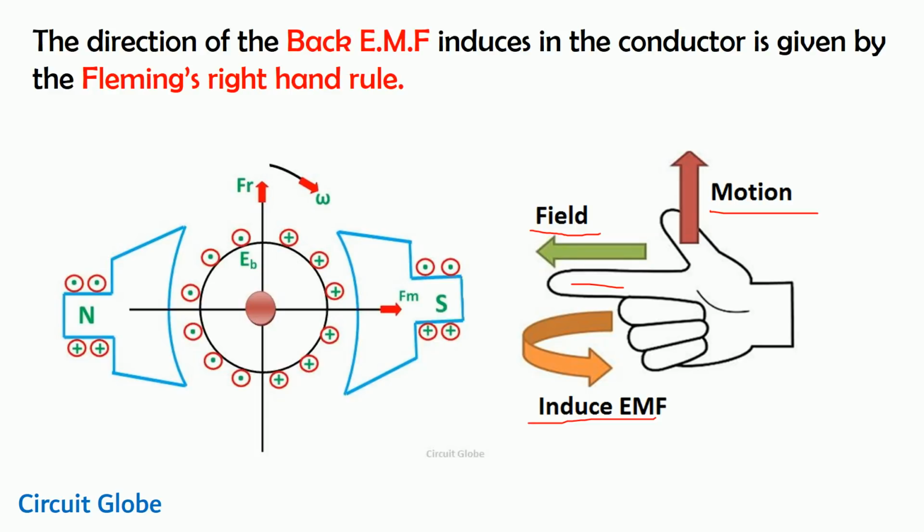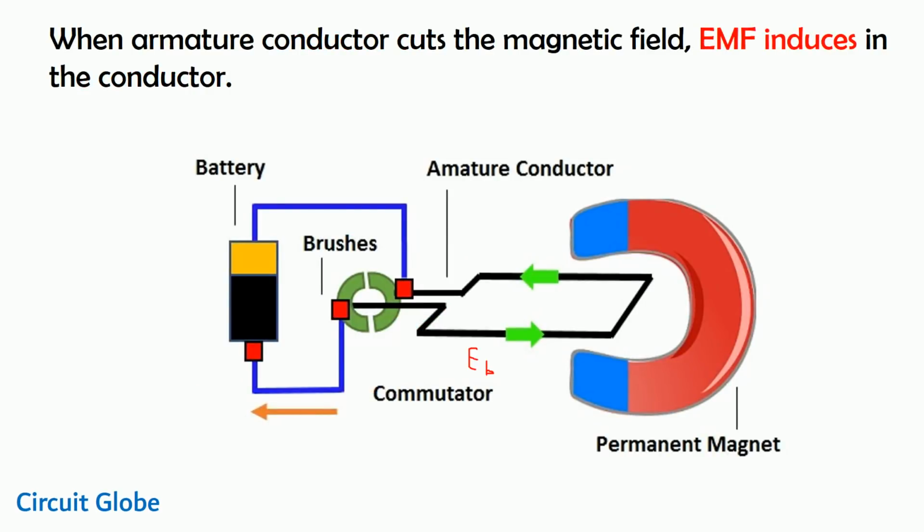If we apply this rule in the given image, then you come to know the direction of the induced EMF is completely opposite to the supply voltage. Now why is it completely opposite to the supply voltage? This happened because of Lenz's law. Now what is Lenz's law? Lenz's law says causes always oppose the effect. Here the cause is the back EMF and the effect is the supply voltage. Because of the supply voltage, the back EMF is induced in the armature conductor. That is the reason the back EMF opposes the supply voltage.